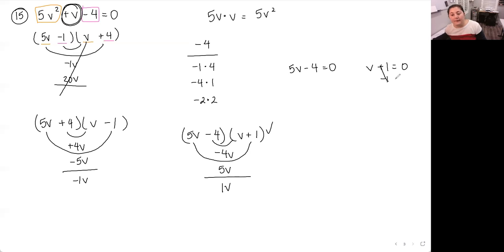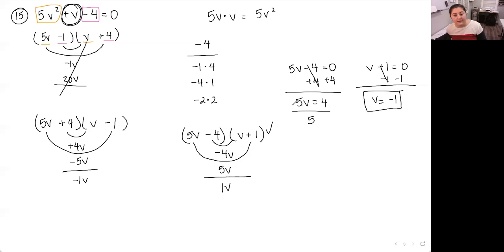So I'm going to subtract 1 from both sides. v equals negative 1. That's one of my answers. Here, I'm going to add 4 to both sides. 5v equals 4. And then you're going to divide by 5, because this is multiplication, so we divide. So we end up with v equals 4/5. Boom, done.